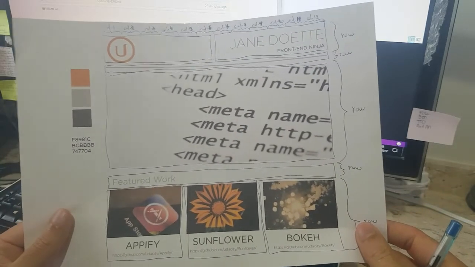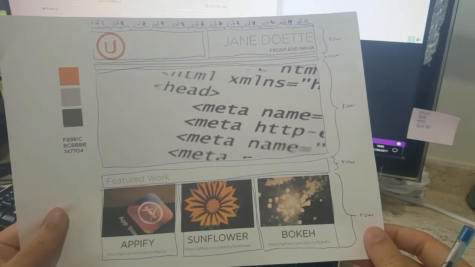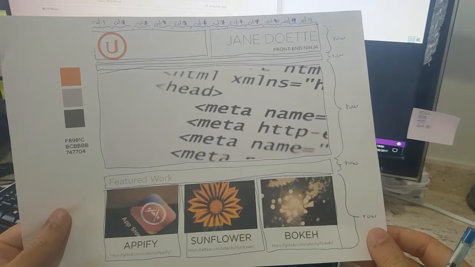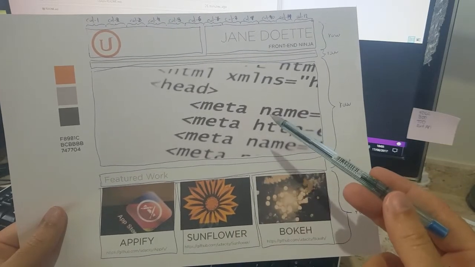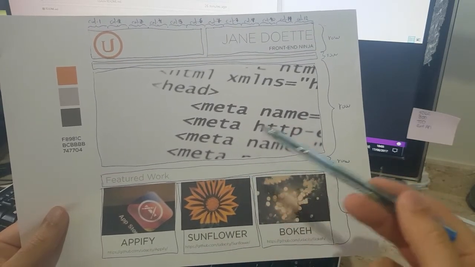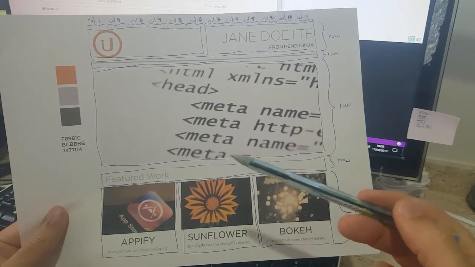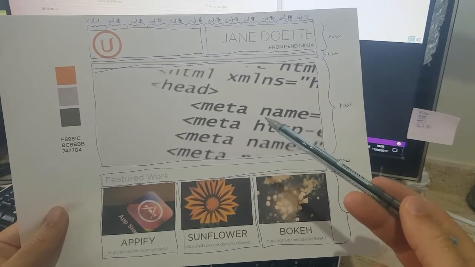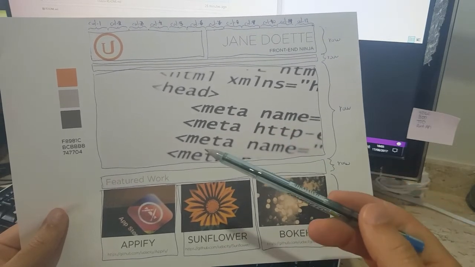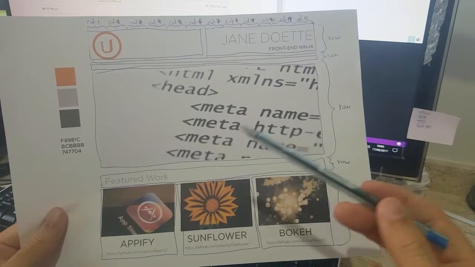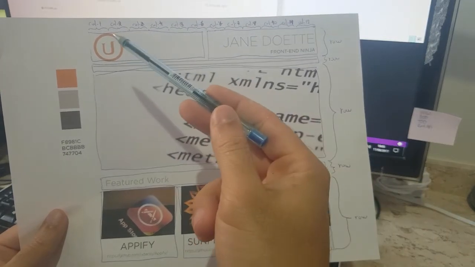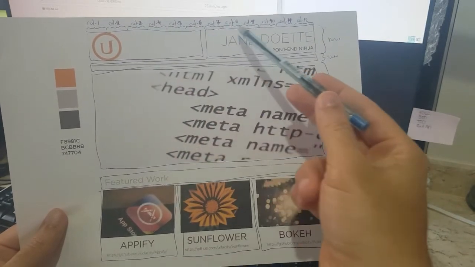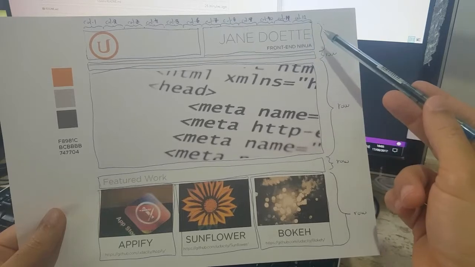Okay, guys. So I need to transform this into a web page. So I have in mind responsive design and Bootstrap. So as you can see here, I divided it into 12 columns.